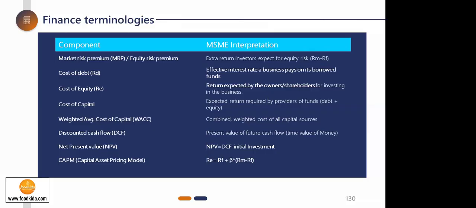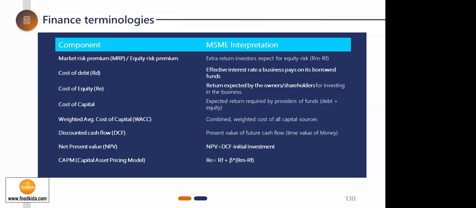Cost of equity, which is return expected by owners, shareholders for investing in the business. That is cost of equity. Whoever investors are investing in your business will expect a return. Cost of capital: expected return required by the providers of funds, debt and equity both. That is total cost of capital. That is RD plus RE is equal to cost of capital. You're getting me? RD plus RE, cost of debt plus cost of equity is equal to cost of capital.